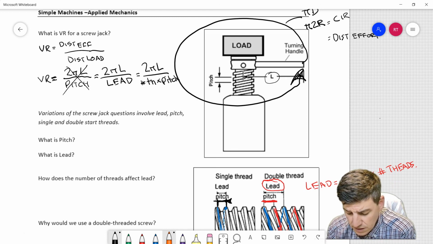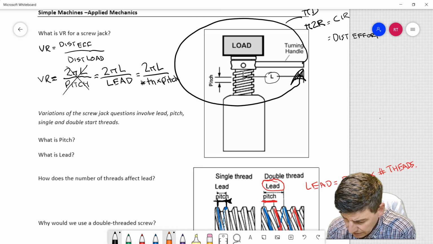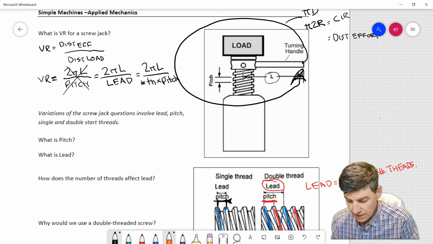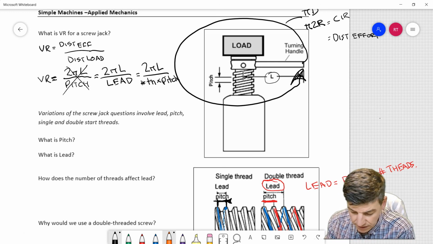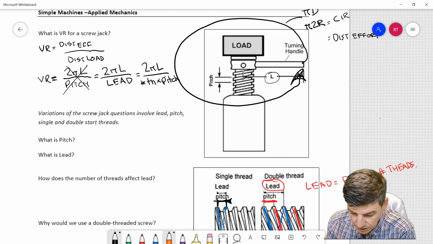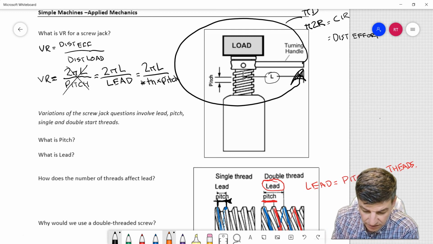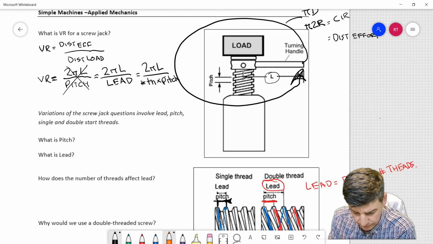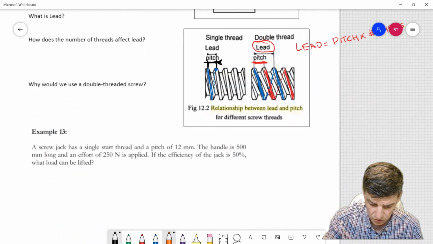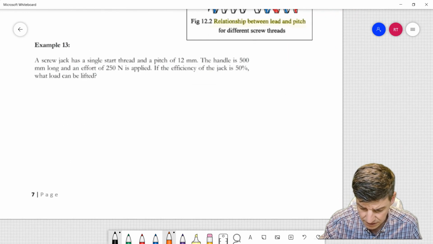In your questions in your third class level, you'll certainly have the variable of how many threads are on that rod. Is it a single threaded rod? Is it a double threaded rod? You'll have to make sure that you understand how that's going to influence your VR. So we're going to look at example 13.